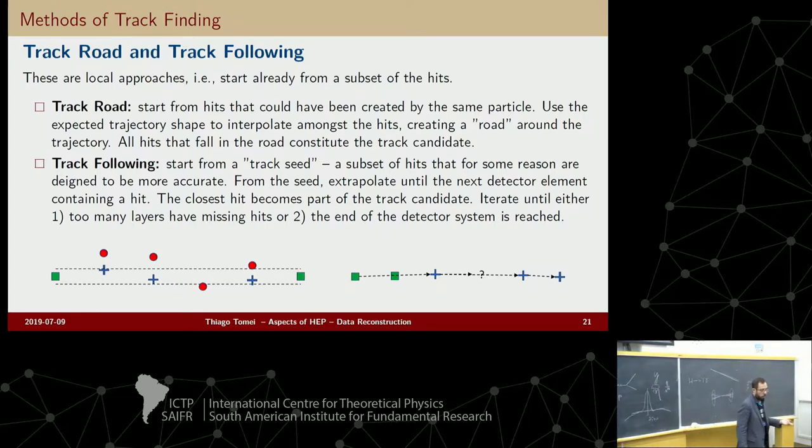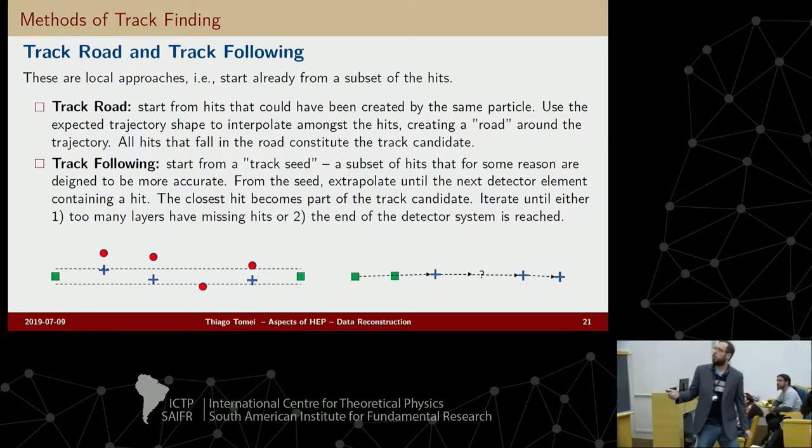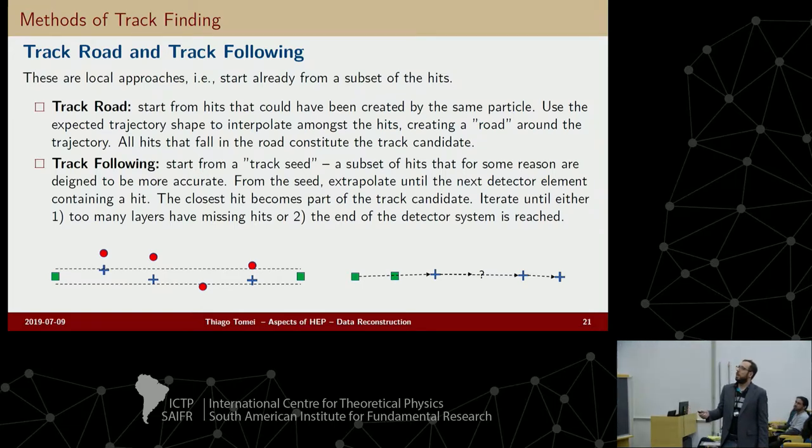There are some local approaches as well. I'm going to quickly speak about them. The previous ones are global. You can run them over all of the hits at the same time. If you choose to start from a subset of the hits, say hits that are close by in eta phi space, you can start from hits that could be created from the same particle. For instance, you start with two green hits, these two green hits here, that are far away, and then you search for a given hypothesis.